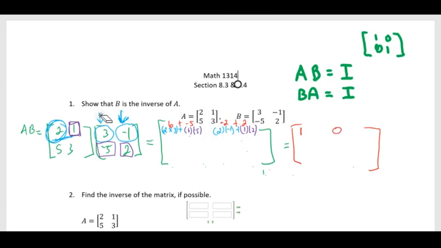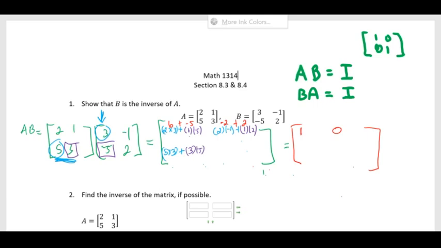Next, we start with the next row. So we're going to take this second row times the first column. So it's going to be 5 times 3 plus 3 times -5. So if we add this, we get 5 times 3 is 15 plus a -15 gives me a 0.